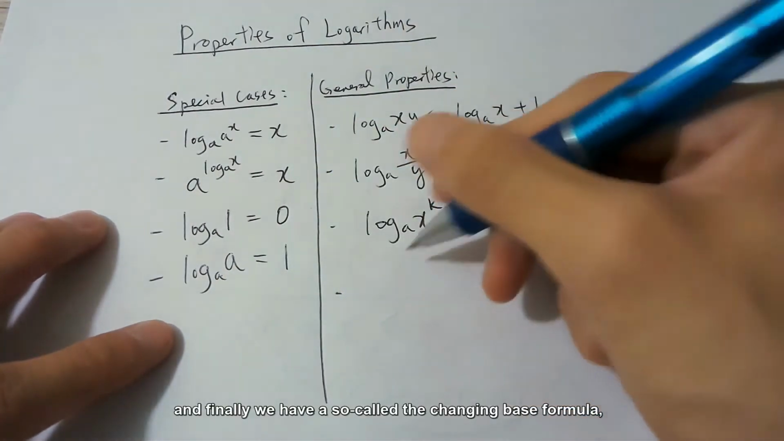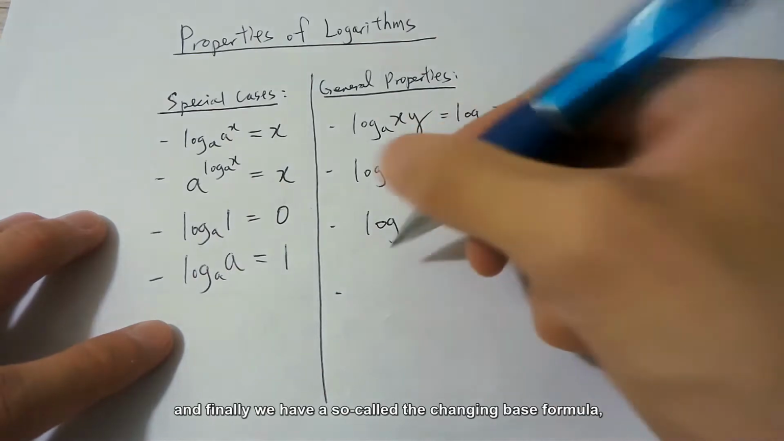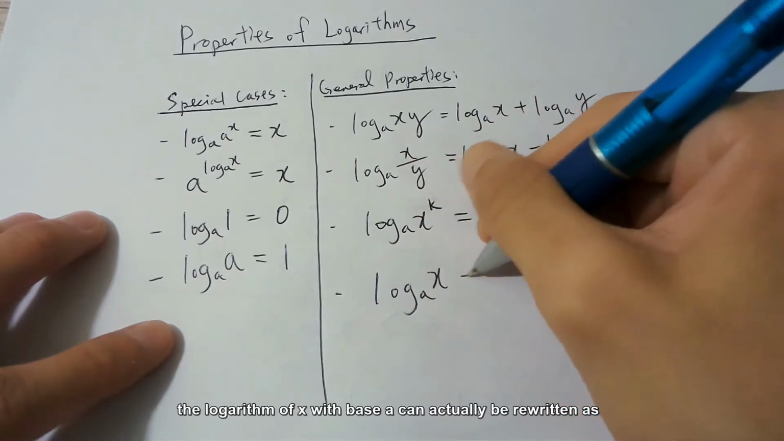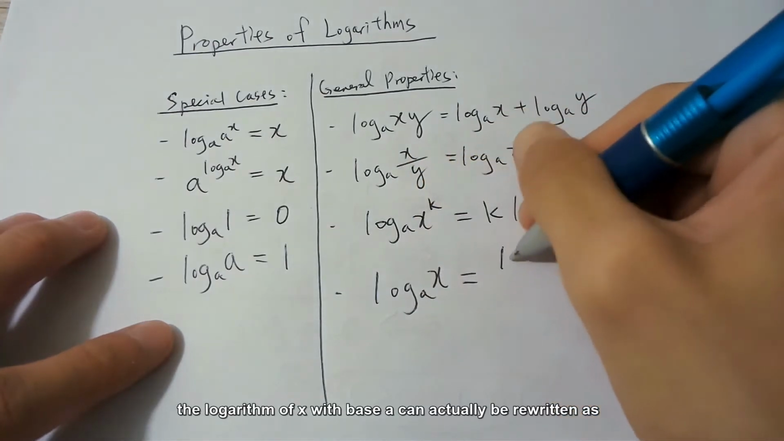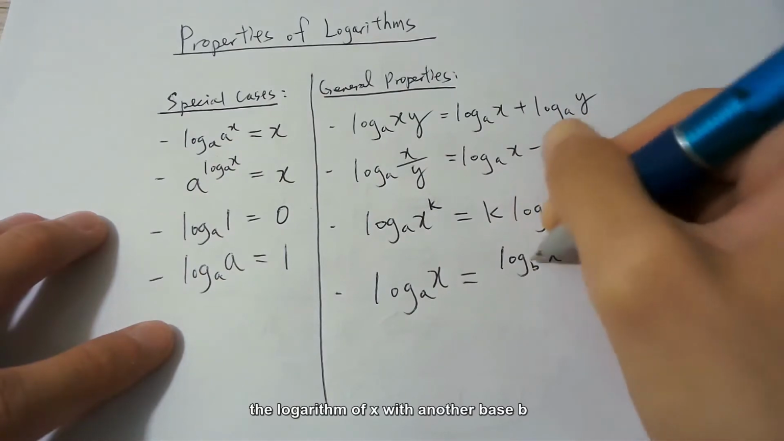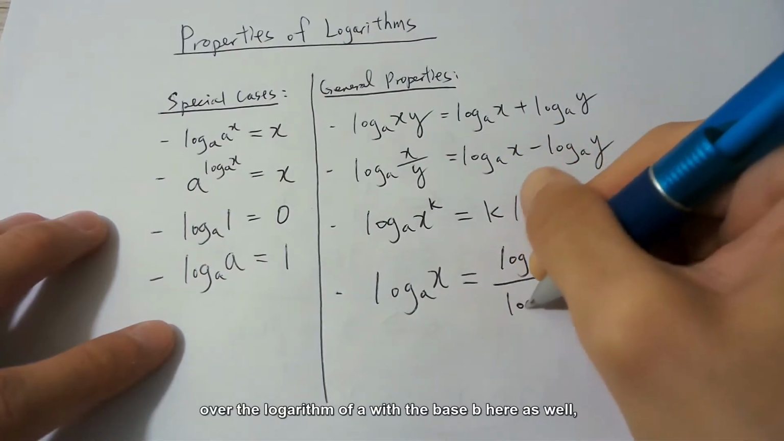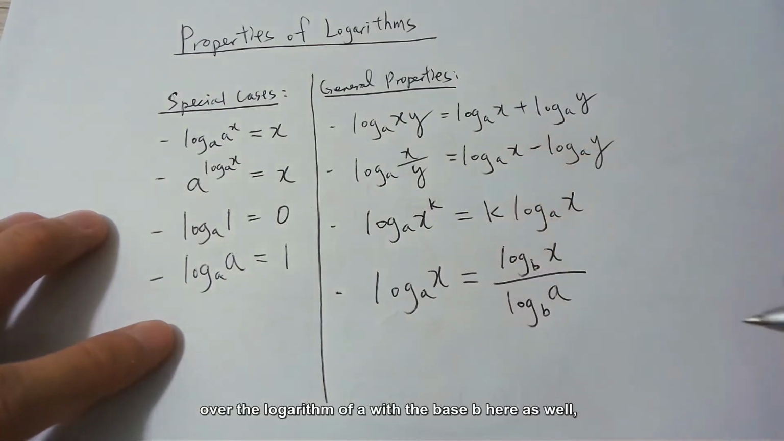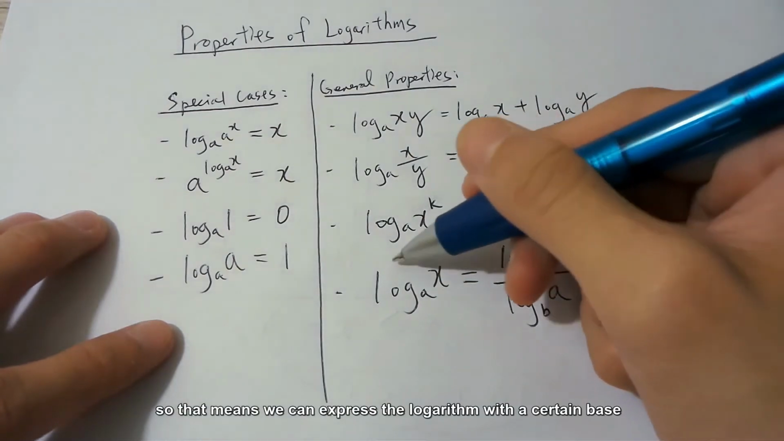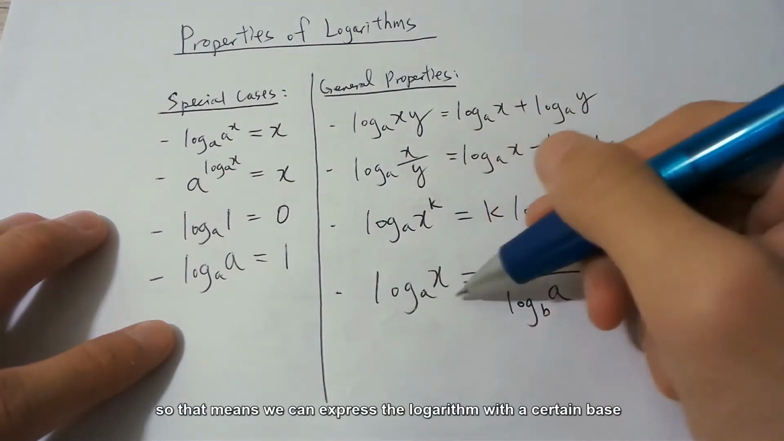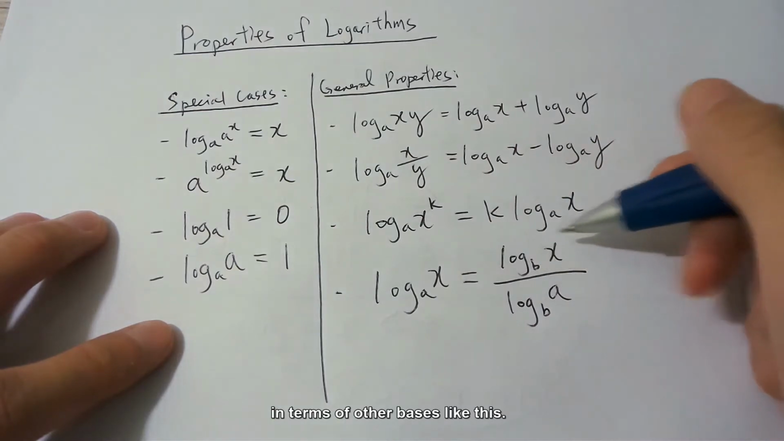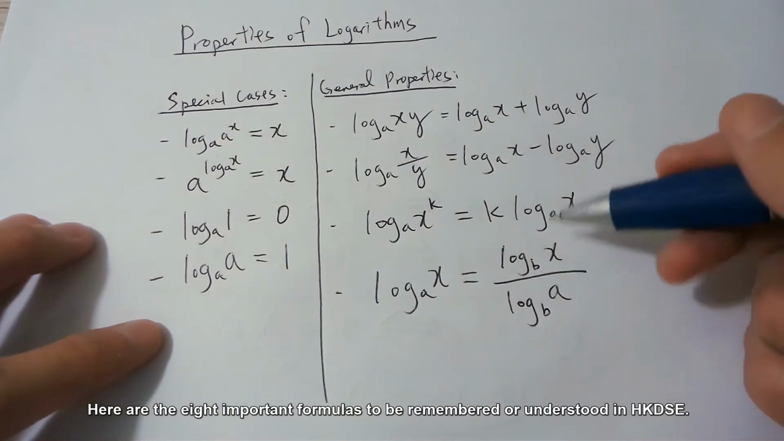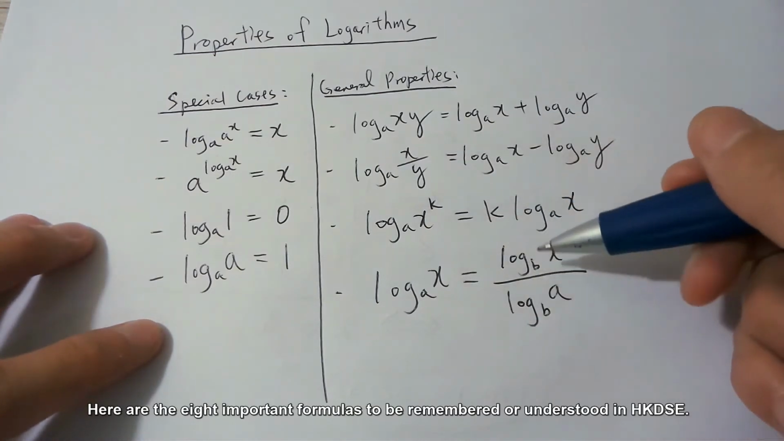And finally we have a so-called change of base formula. Here we know that the logarithm of x with base a can be rewritten as the logarithm of x with another base b over the logarithm of a with the base b as well. So that means we can express the logarithm with a certain base in terms of other bases like this. And here are 8 important formulas to be remembered or understood in HKDSE.